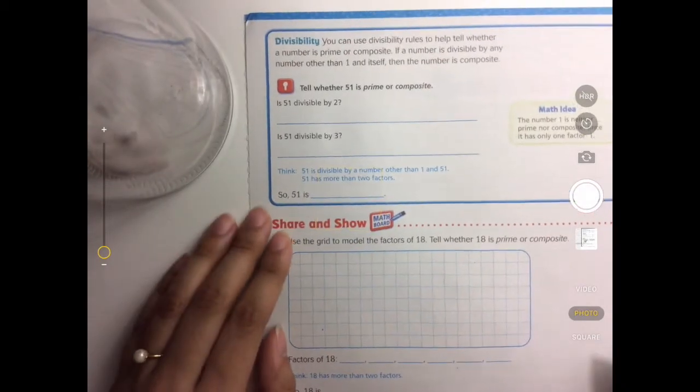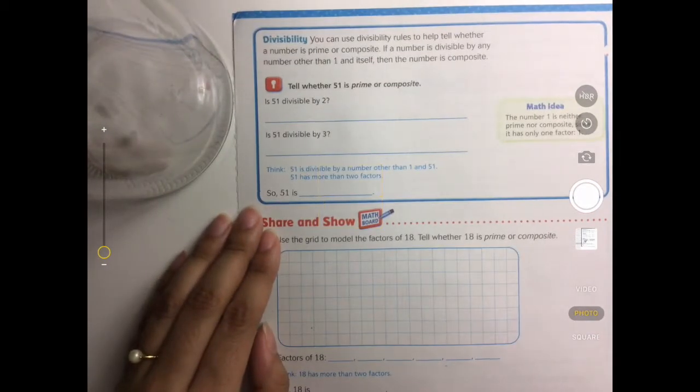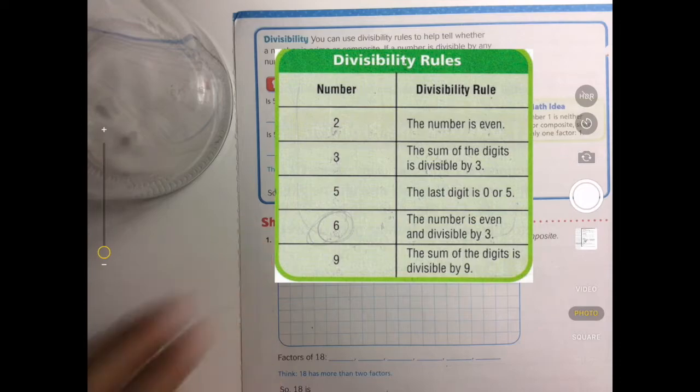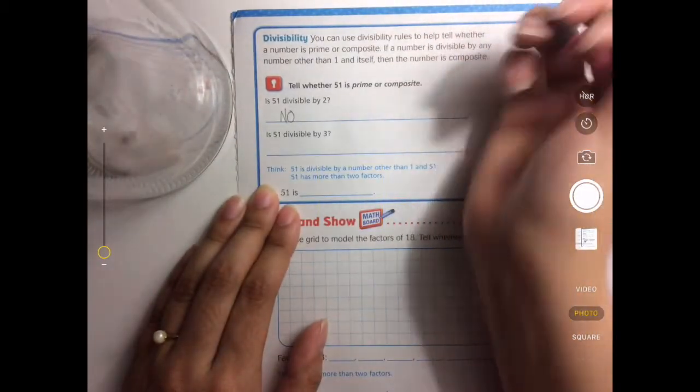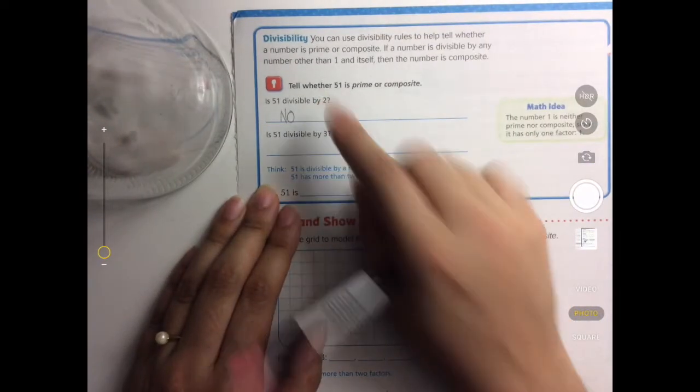And that goes back to the divisibility rules, which I'll pop up right here on the screen right now just so you remember what they are. This you guys need to learn, okay? Divisibility rules, please memorize this as well. So the answer is no. It's because it's not even. 2 can only be divisible by even numbers.